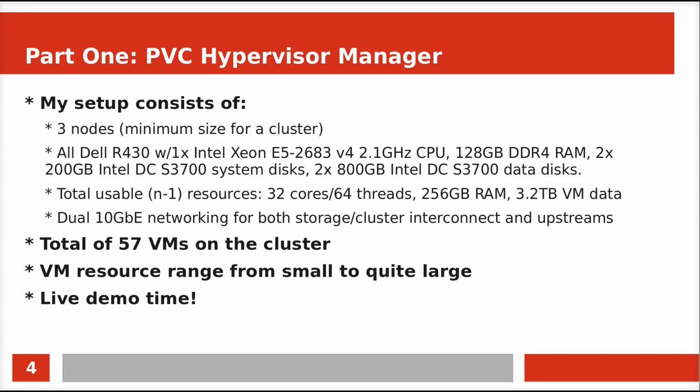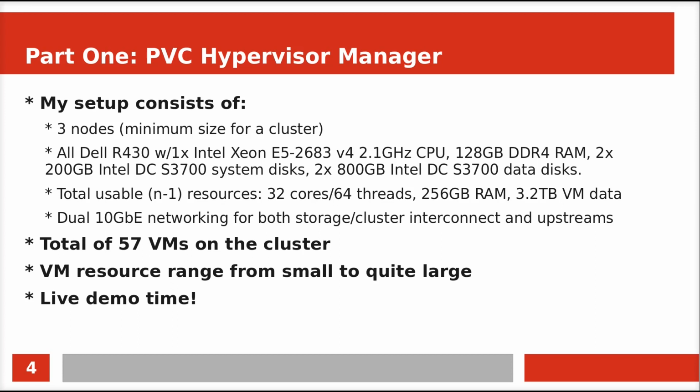All of my nodes are Dell R430s, PowerEdge, short depth little nodes. Each one has one Intel Xeon E5 2683 V4 CPU, that's 2.1 gigahertz base, 16 cores and 32 threads. Each node has 128 gigabytes of DDR4 memory, and 2 200 gigabyte Intel DC S3700 SSDs for the system disks. PVC is kind of intensive on its system disk. It's got a lot of data being written for that Zookeeper database and all of that, so it does need some pretty robust disks.